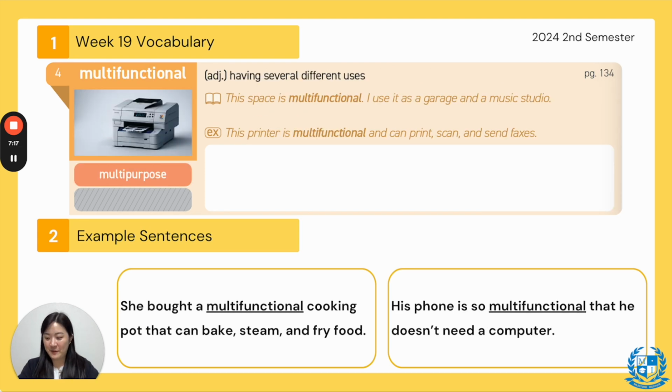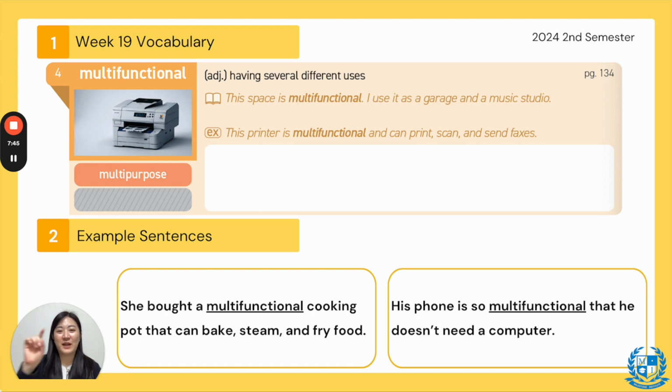Number 4, everyone say multifunctional. Multifunctional. The synonym is multi-purpose, and it is an adjective. It means having several different uses. We can use it for a lot of different things. In our book, it says, this space is multifunctional. I use it as a garage and a music studio. So it's not just a place to store items, but also a place to play some guitar.